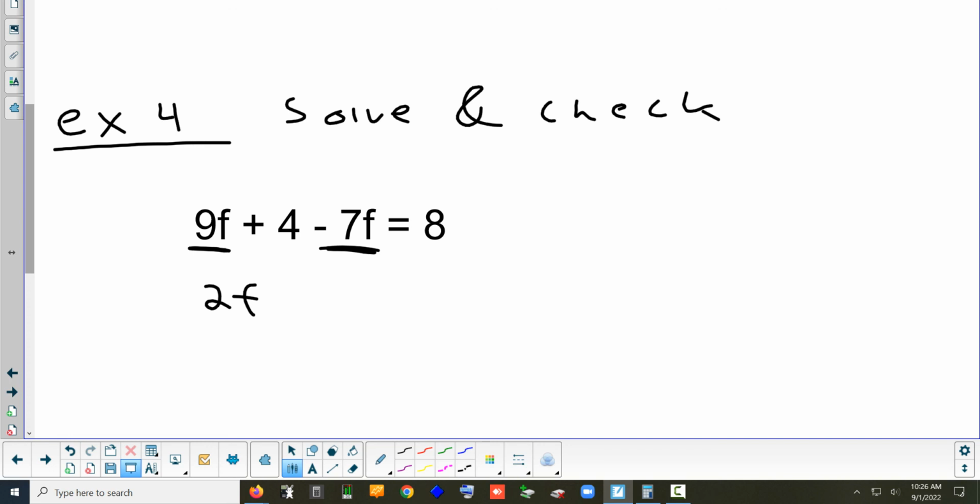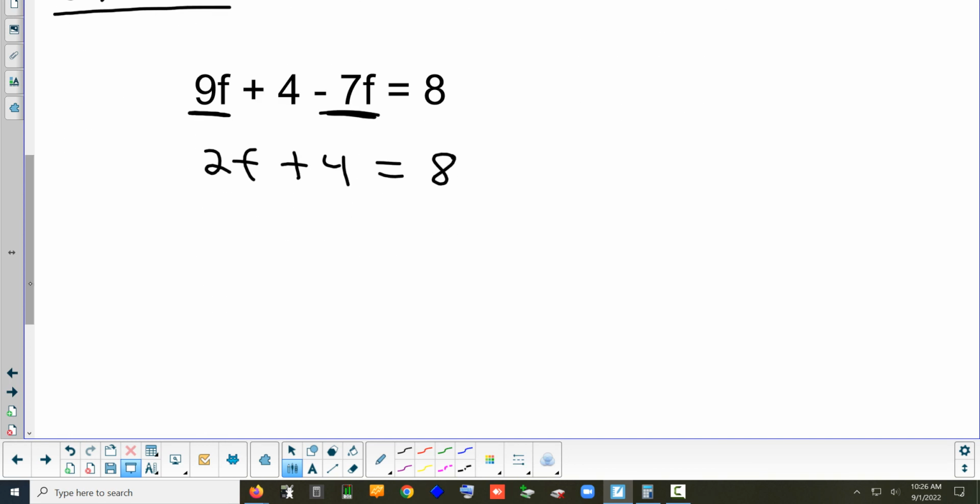What about the plus 4? What happens to that? Eventually, but what happens to it for now, just at this step, once I combine these 2? Yeah, we just add it to the 2f. We just copy it down. Nothing happens to it in this step. All right, so we combine like terms.